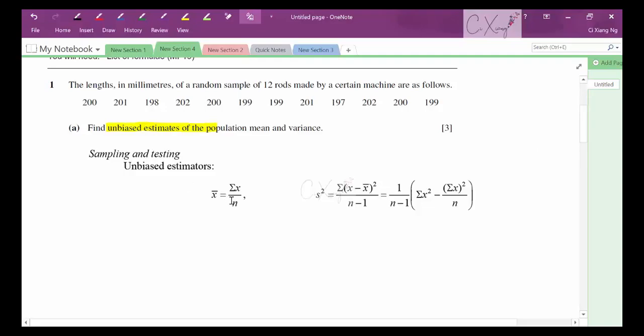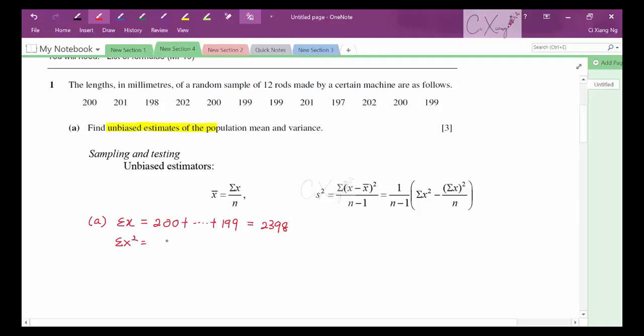For the unbiased estimator, we need summation x and also summation x squared. So first, let's find the summation x. We add all the values of the data provided. So what we do is we add them together, and the answer that you get for the summation of x should be 2398.